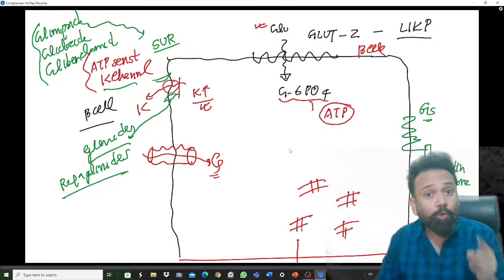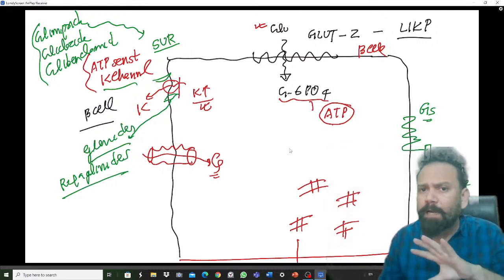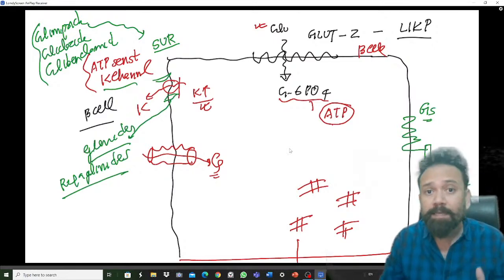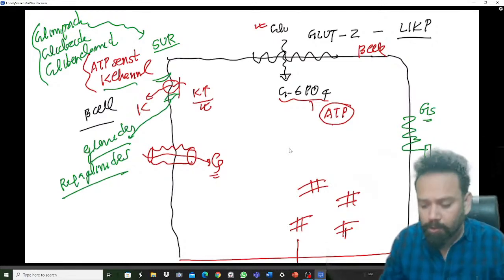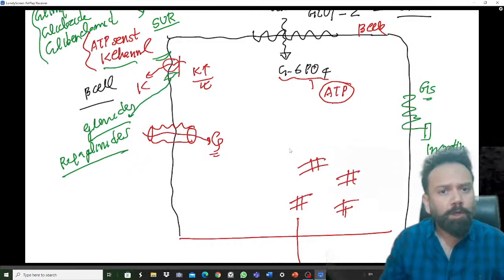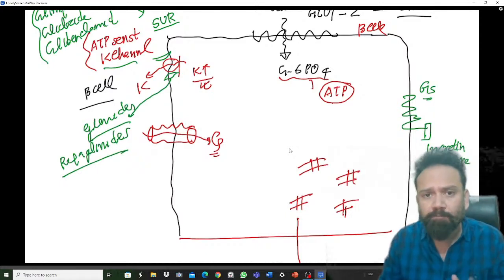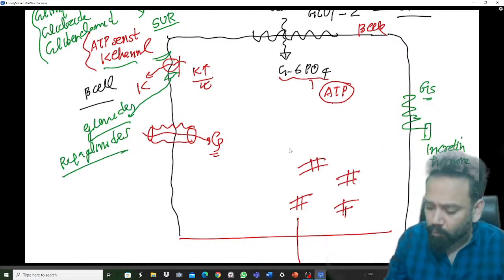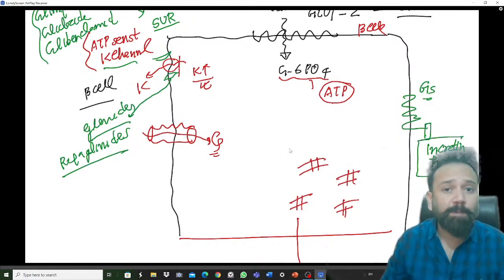So these also act on the same receptor, but they are different from the sulfonylurea receptor. Both are called insulin secretagogues. By understanding this physiology, you understand two mechanisms, two drugs: one is sulfonylurea, the other is repaglinide. One more thing: I have told you one more receptor is present, called the incretin hormone receptor.